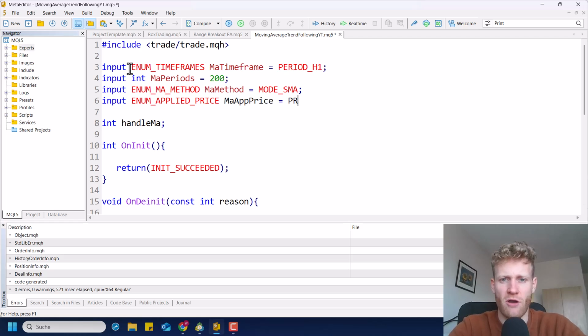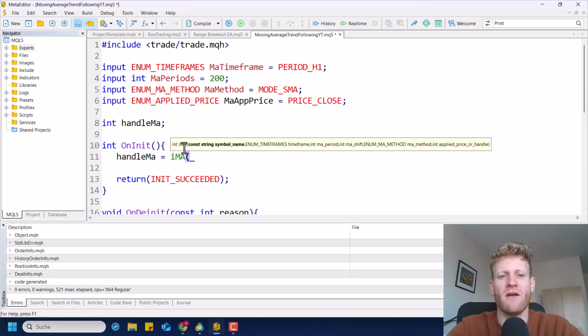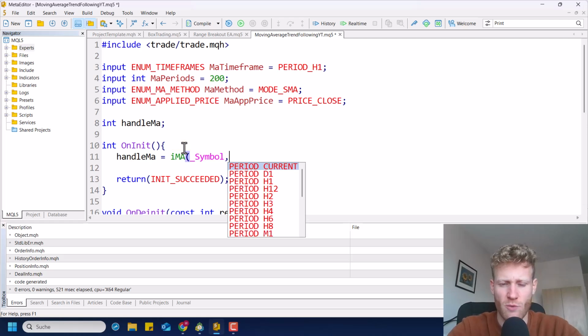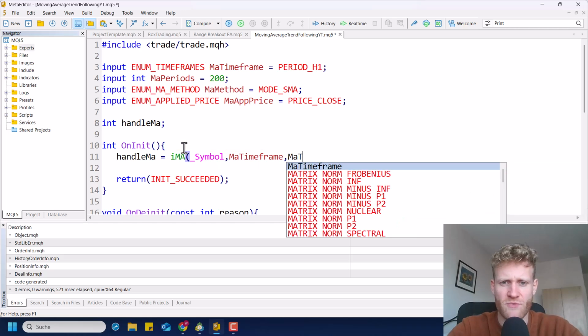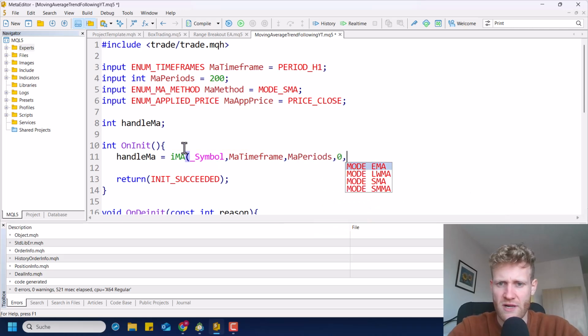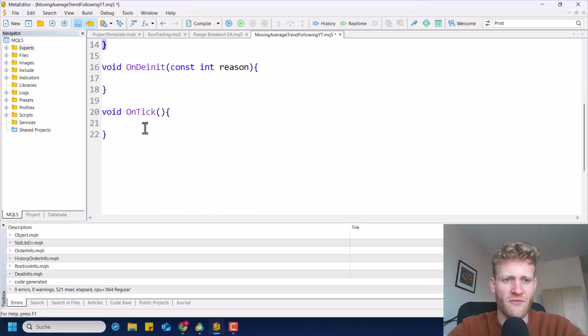So once we got all of them here as input variables for the user to change, then we can initialize our handle MA variable with the iMA indicator function. Here we say what specific indicator we want to use, and we just use all of the variables that we just defined. So this will give us the indicator handle. The indicator handle is something we can then use in the OnTick function.